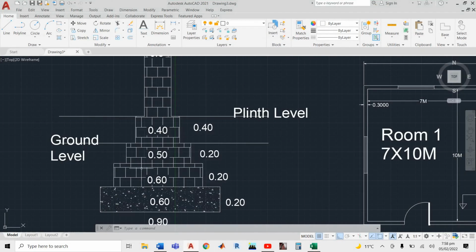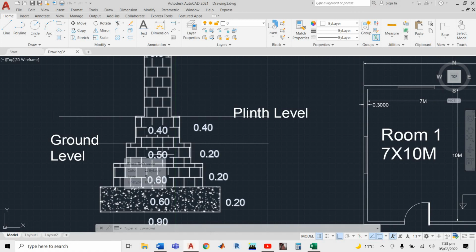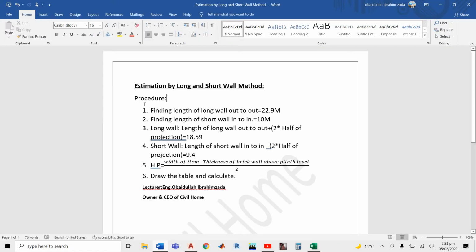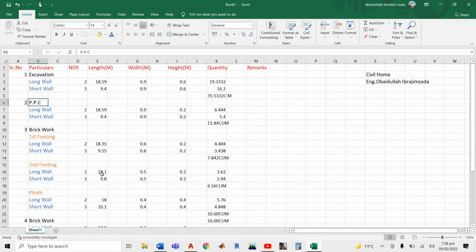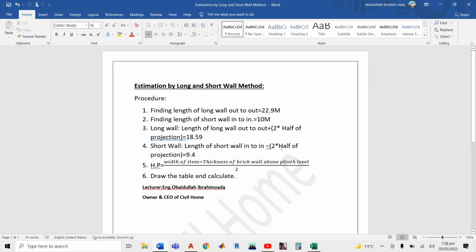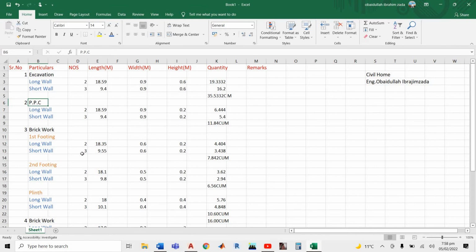And the second footing is this. In here also the length will be changed because the half of projection change. How we can calculate the half of projection? So we have to get how we can calculate the length of long wall for this. Just 22.9 plus half of projection. What's half of projection? 0.50 minus 0.3 divided by 2 and multiply to 2 plus 22.9. Okay, so you will get the result of 18.1. And same at 9.8. Just in here we should minus 2 multiplied to half of projection.